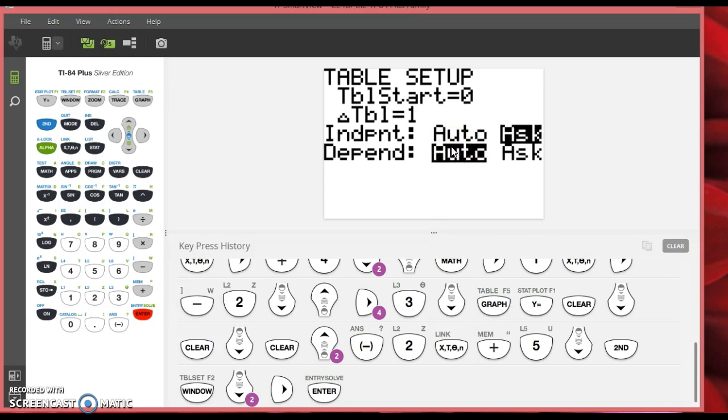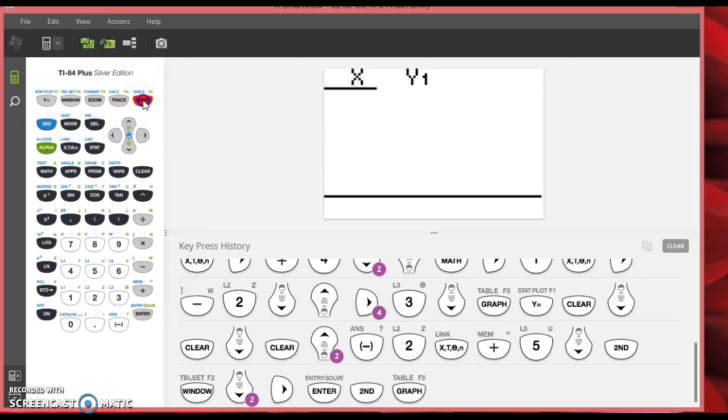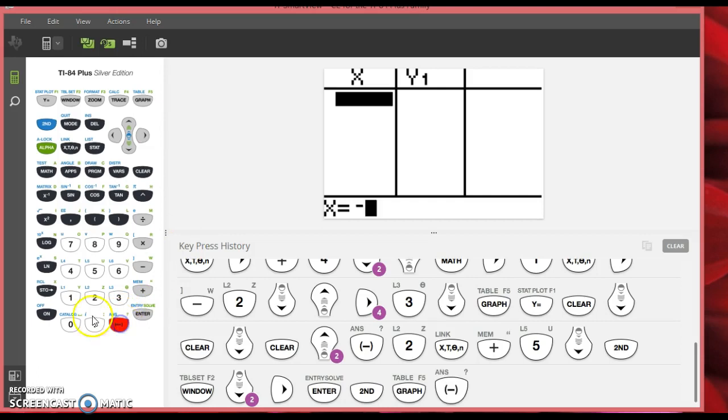All right, now go to table. We did our table set. Now we need to go to table. See above the graph button where it says table? So second table. All right, so what is our first x value? Negative 12. So type in negative 12 and hit enter.